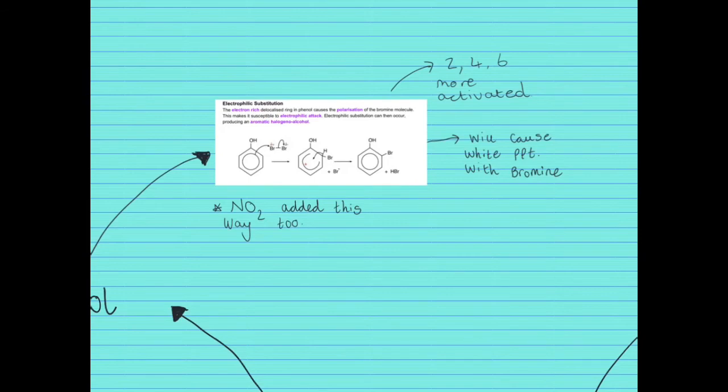Reactions with halogens. Okay, so again, a dipole is induced. It's electrophilic substitution. Polarization, so it's attracted to this delocalized electron system. 2, 4 and 6 are more activated. So they're more likely, doesn't mean it will, but they're more likely to happen, and then you create an aromatic halogen alkyl. You should find a white precipitate forming, so it's another test for phenol. Okay, you can also add a nitrate ion this way.